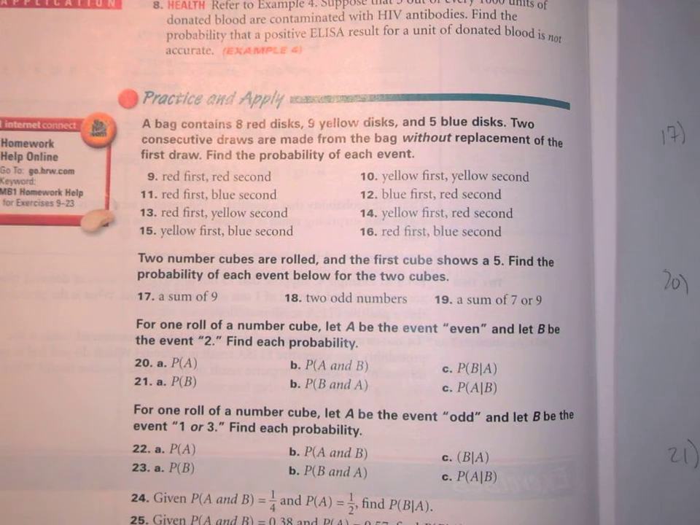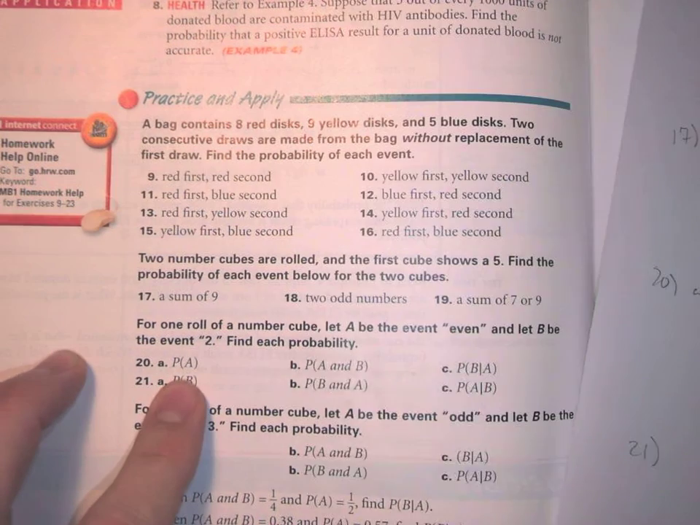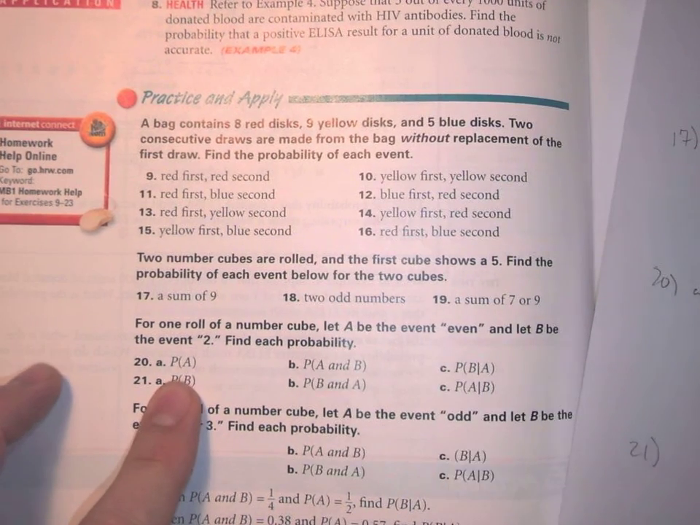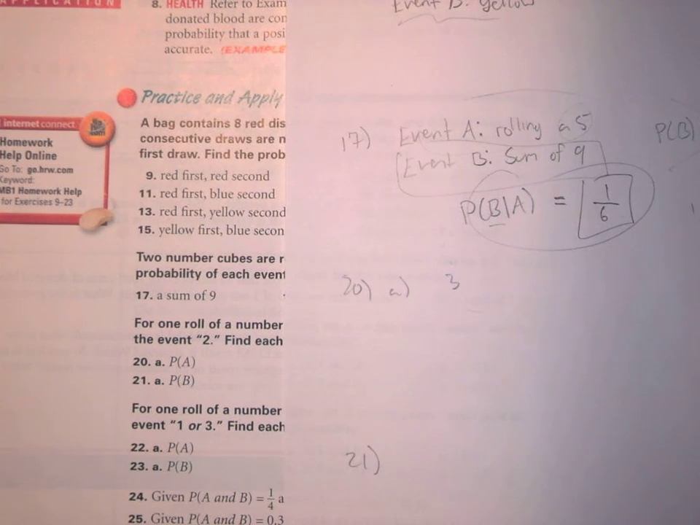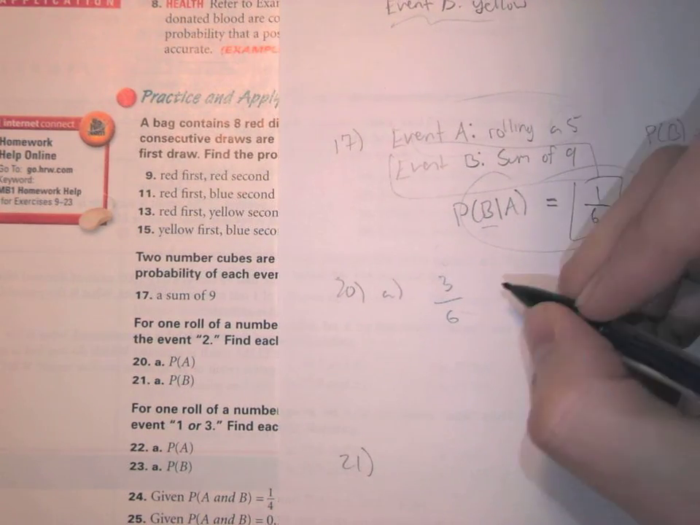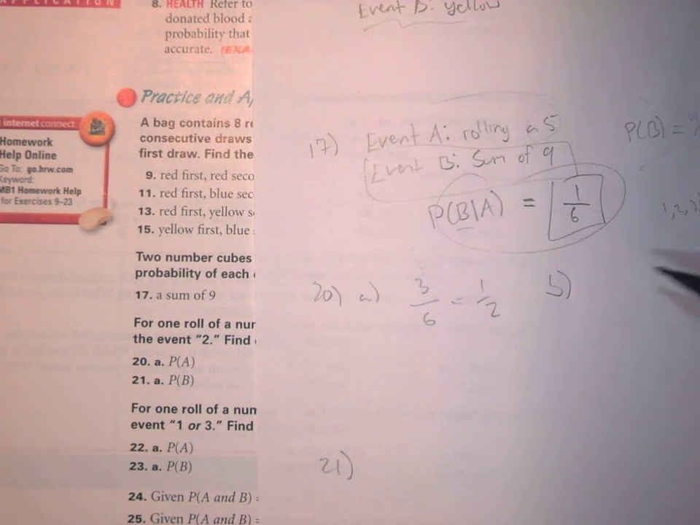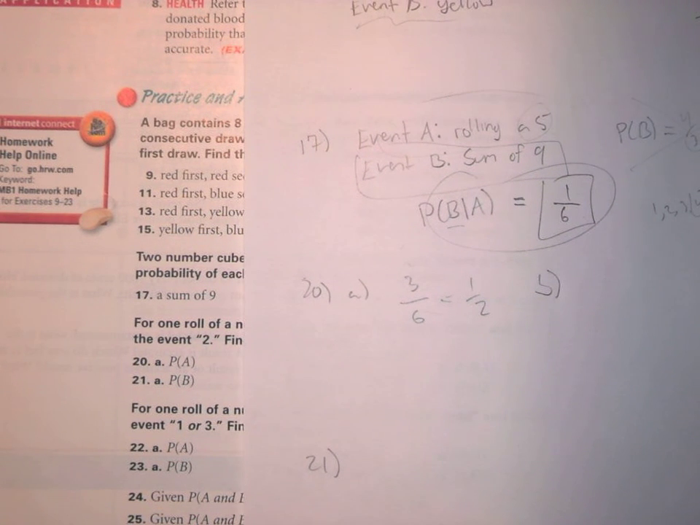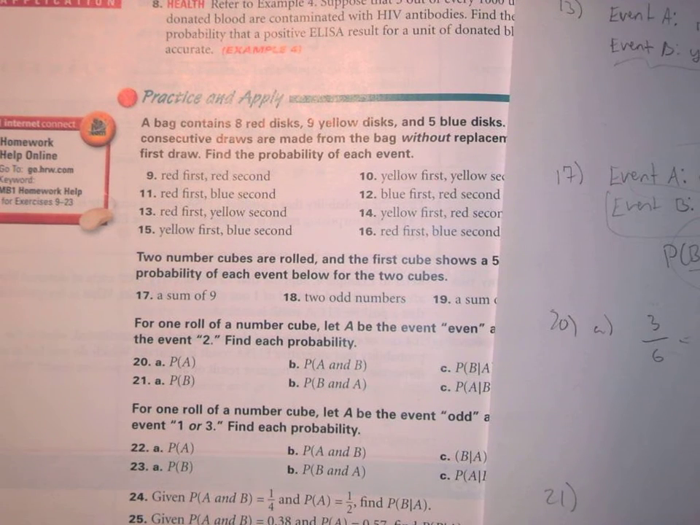Okay, so number 20, the probability of A is the probability of even, right? So how many ways are there to get an even on a dice roll? There's 3 ways for that to happen: 2, 4, and 6. How many options total are there? There's 6, so that's just 1/2, right? That's not really anything new. That's not a big revelation. Okay, B is the probability of A and B.